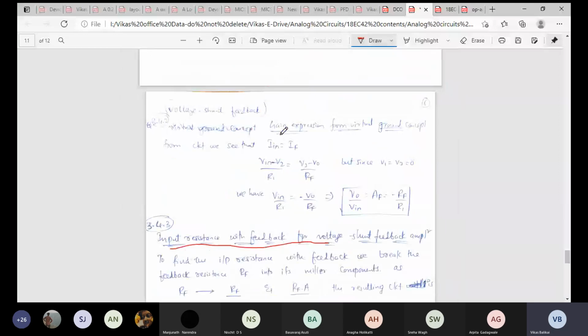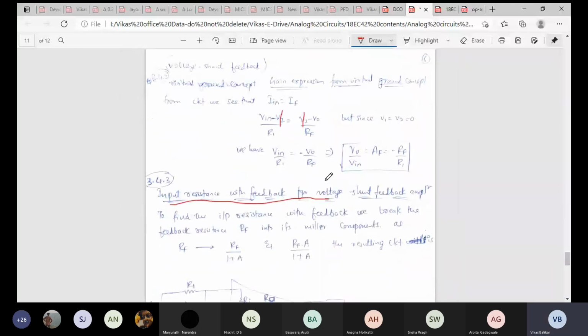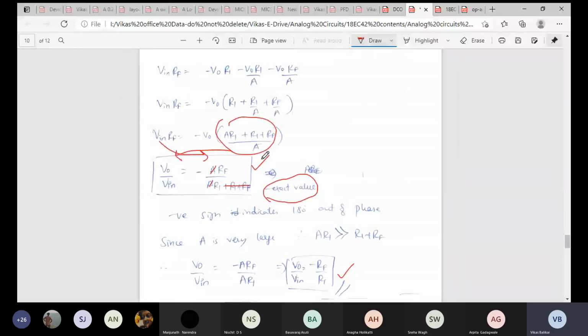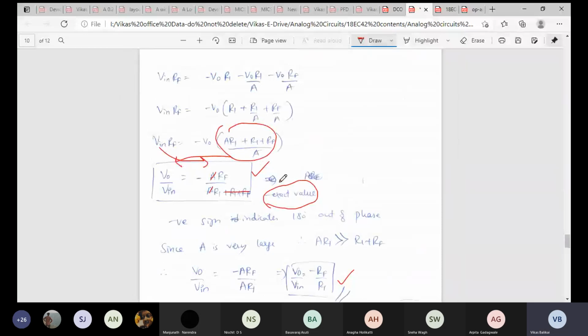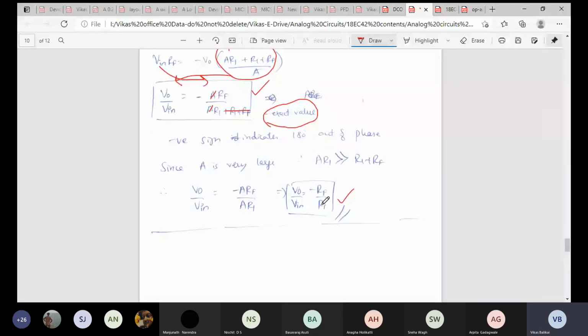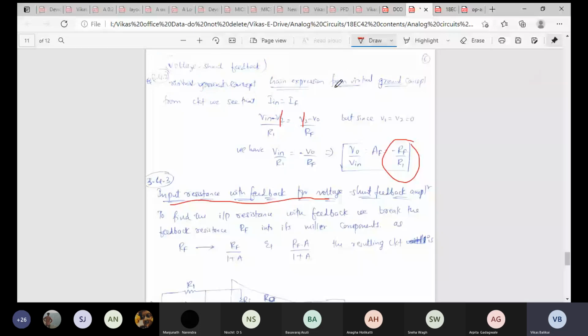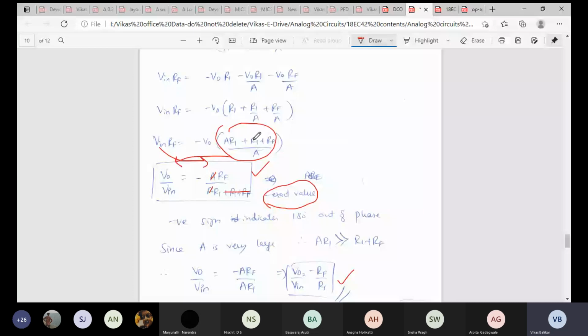Vin by R1 is equal to minus V naught by Rf. And if I do the simplification, what I'm going to get is the ideal value of gain, minus Rf by R1. That's what I obtained over here. So that's how the virtual ground concept, or the gain expression from the virtual ground concept, can be utilized in finding the gain for the voltage shunt feedback amplifier. This is the idealistic way of getting the gain, but the practical value of gain, anyhow, you have to remember this particular term here, the exact value.